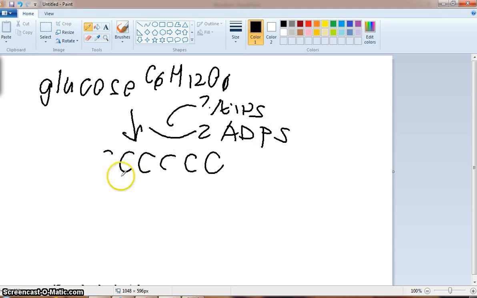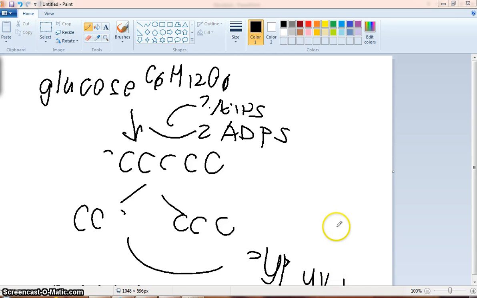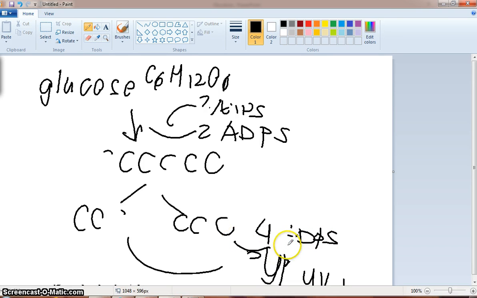And then so now this 6-carbon molecule will break down into 2 PGALs, or 2 3-carbon molecules. Through a series of steps, the 2 PGALs are changed into 2 pyruvates. During these 2 reactions, bonds are broken and rearranged. 4 ADPs are used, and this releases 4 ATPs. And I'm so sorry for my handwriting.